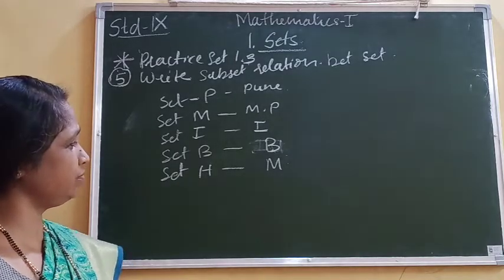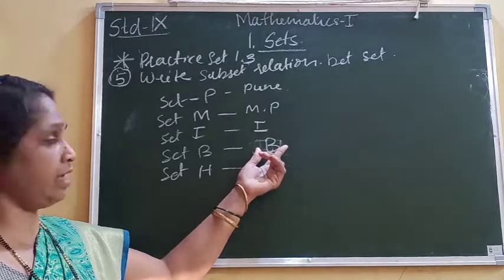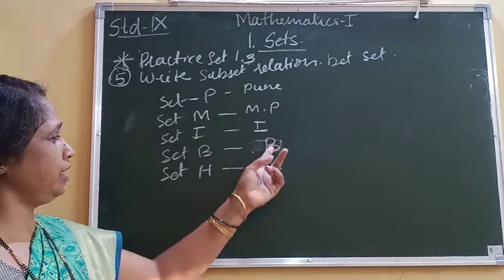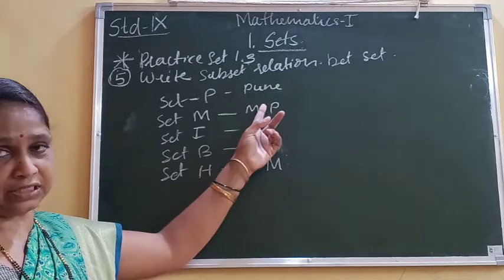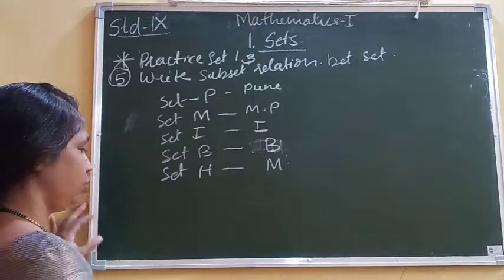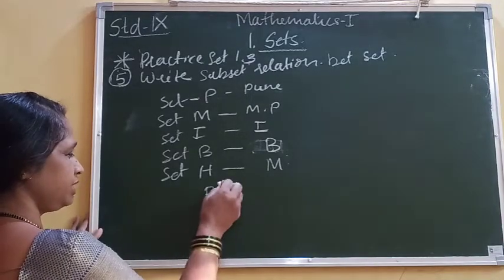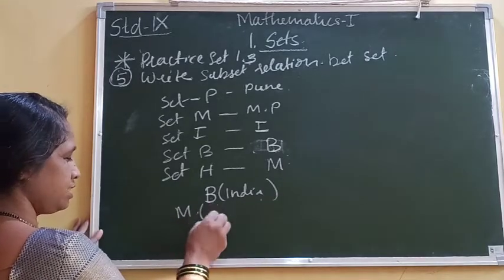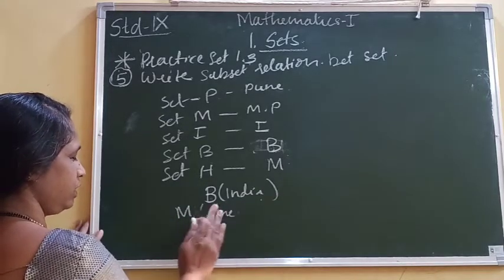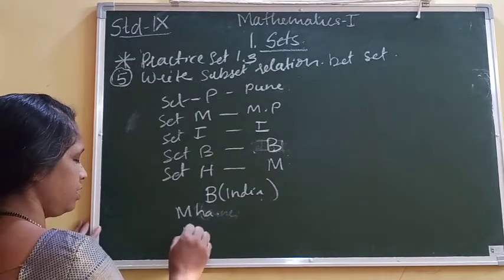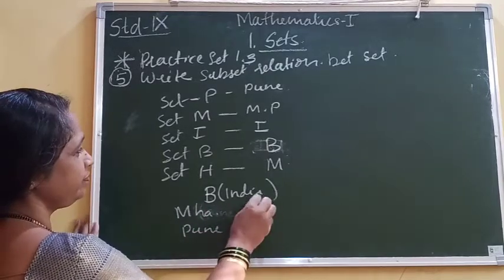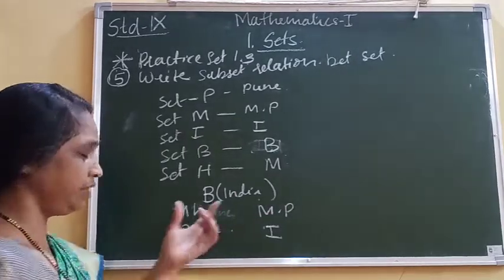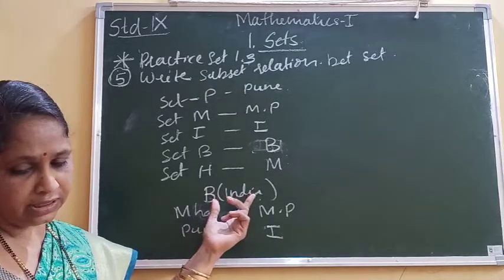Okay. Now from all these sets you have to decide which is the universal set. Universal set means to see what? Bharat. In Bharat we have Maharashtra and in Maharashtra we have Pune. And in Bharat we have Madhya Pradesh, and in Madhya Pradesh we have Indore. Means B we will say is the universal set.